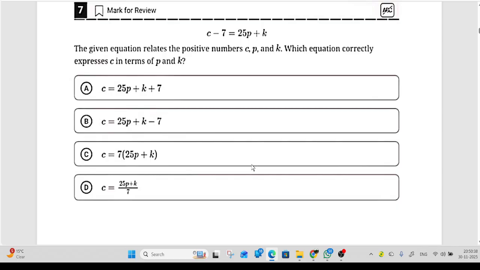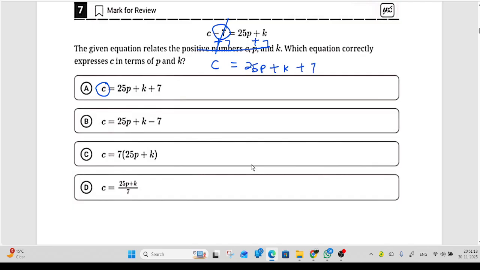The given equation relates the positive numbers c, p, and k. Which equation correctly expresses c in terms of p and k? Okay, so basically, if I check the options, I have c only on the left hand side, but on this side I have minus 7, so I need to get rid of this. So I add 7 to both sides. So minus 7 and plus 7 cancel out. Now I have c only on this side. Now this is going to be 25p plus k plus 7.